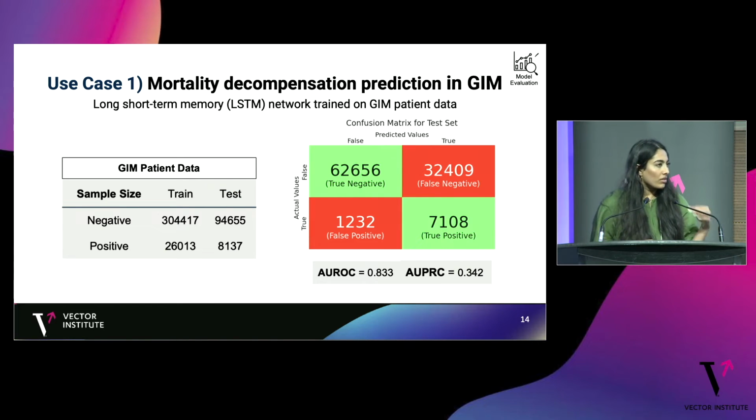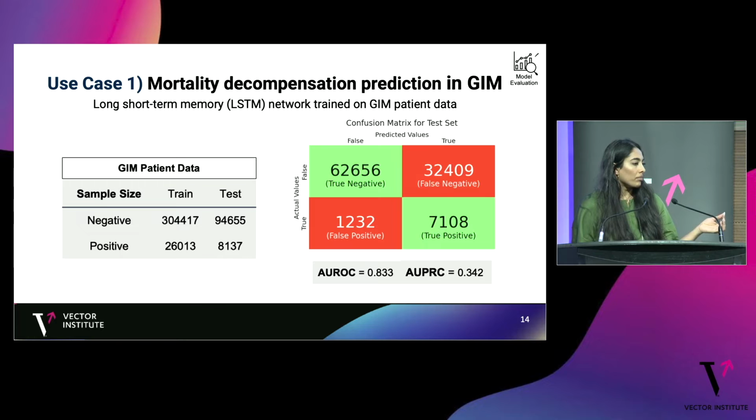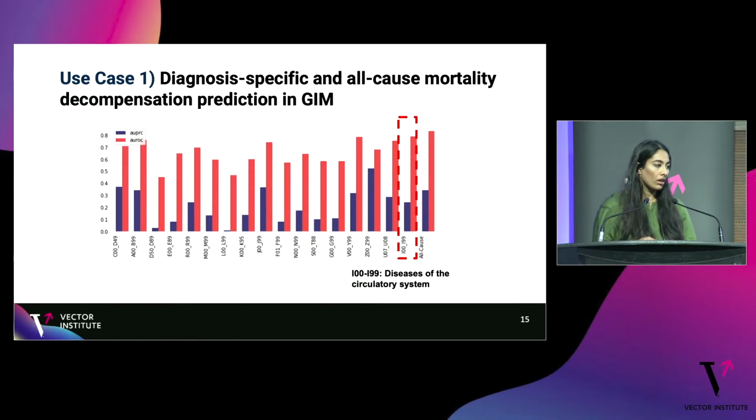This isn't the main point, this is more just to give an idea of the performance of our model for the downstream experiments. So here you can see the sample sizes for our training and test set, and then the AUROC and the AUPRC for our model. We can also look at how our model does within specific diagnosis chapters. For certain diagnosis chapters, like diseases of the circulatory system or the respiratory system, our model seems to be performing better compared to others.